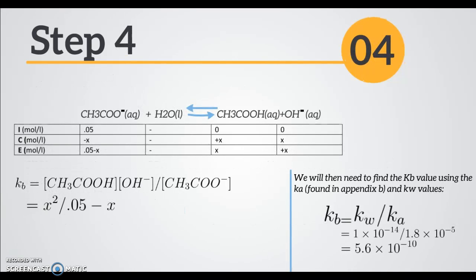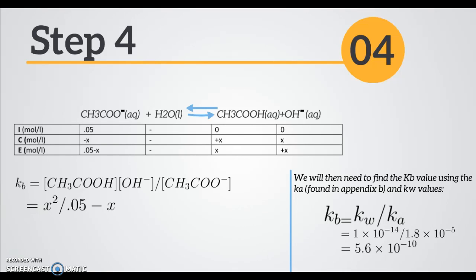Step 4 is to put in the second ICE table and to put in the information that we now know. So we know that our acetate ion has a mole of 0.05 for the initial, and for the change, it loses 1x. So our equilibrium would be 0.05 minus 1x. And we also know that the initial values of the acetic acid and the hydroxide are 0.